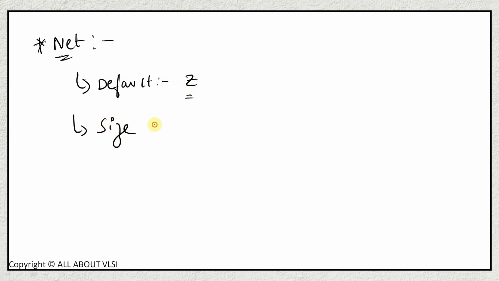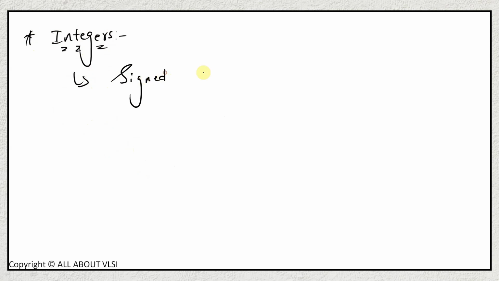And let's say if you are using a net data type, then the default value which will be driven onto this net data type is Z. And the size of this net data type, if you don't use a vector, is only 1 bit. And it is also unsigned.